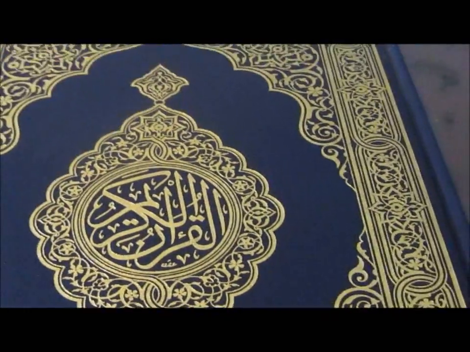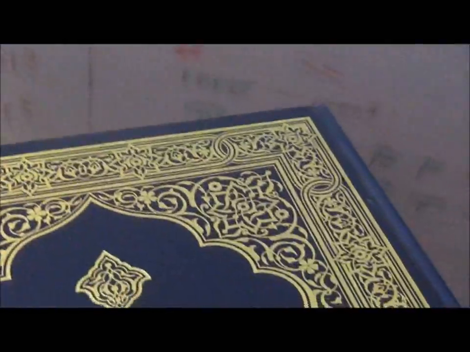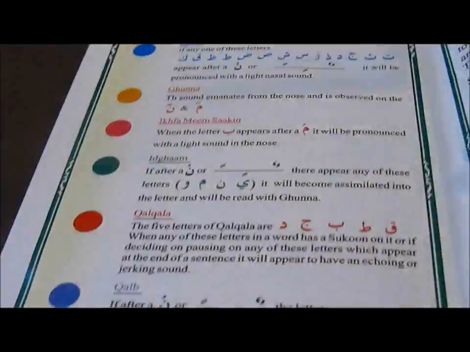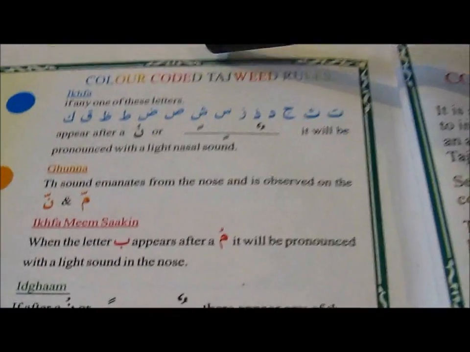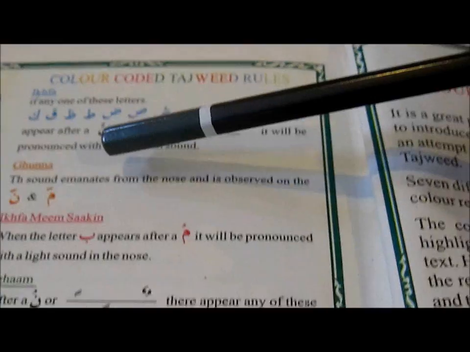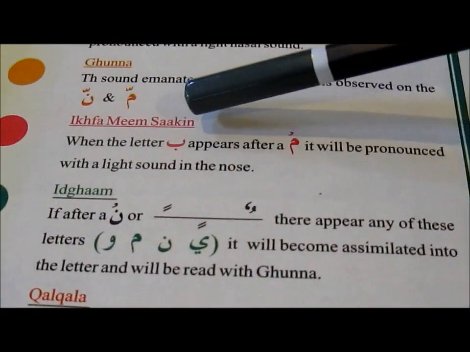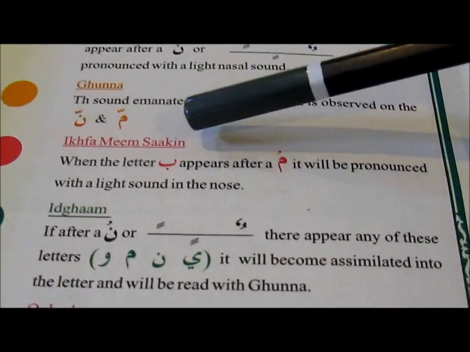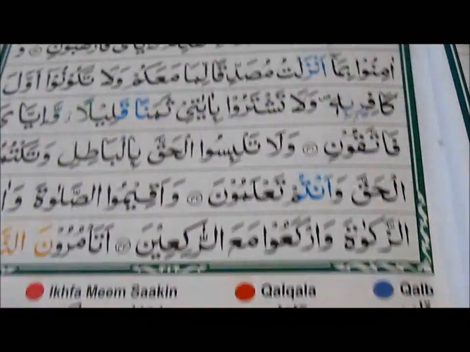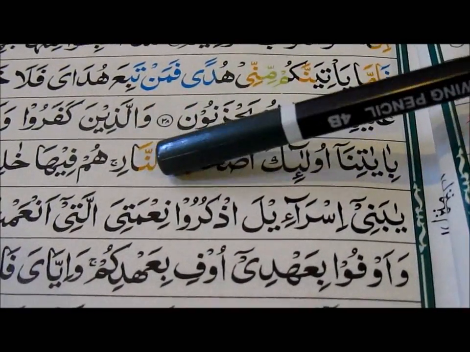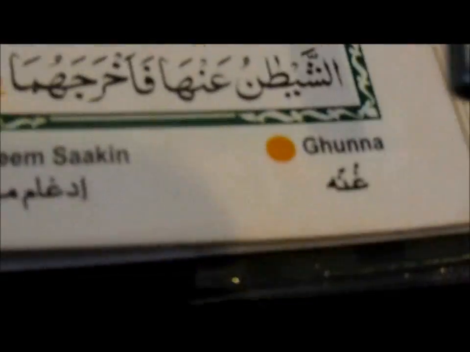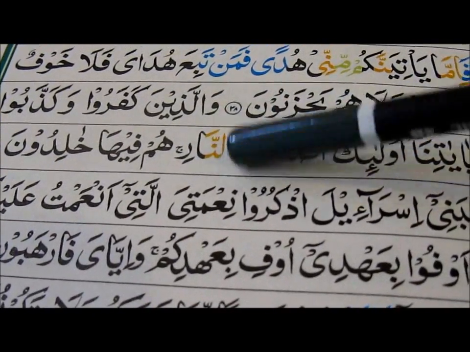There is another one, I have one publication from India, this one. It has a code here, and as you can see the colors, they've pinpointed the colors, and they've said for this one, like the ikhfa, and then the gunna, and then the ikhfa mim sakin, and all of that. So here at the bottom of the page, they have those codes, and whichever rule is coming, they would highlight it by the color that represents it. For instance, this is gunna, so here they have shown this as a gunna.